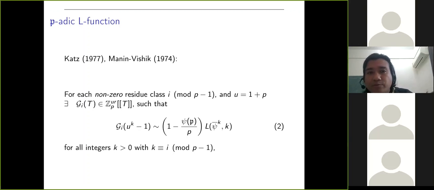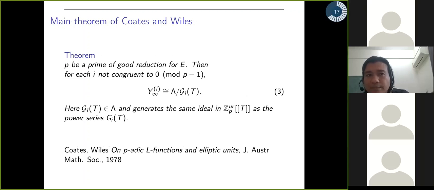And so Manin-Vishik first constructed these p-adic L-functions for modular forms, and then they later did this for modular forms with complex multiplication. Okay, u is 1 plus p, and this I've said. So here's the main theorem of Coates and Wiles.